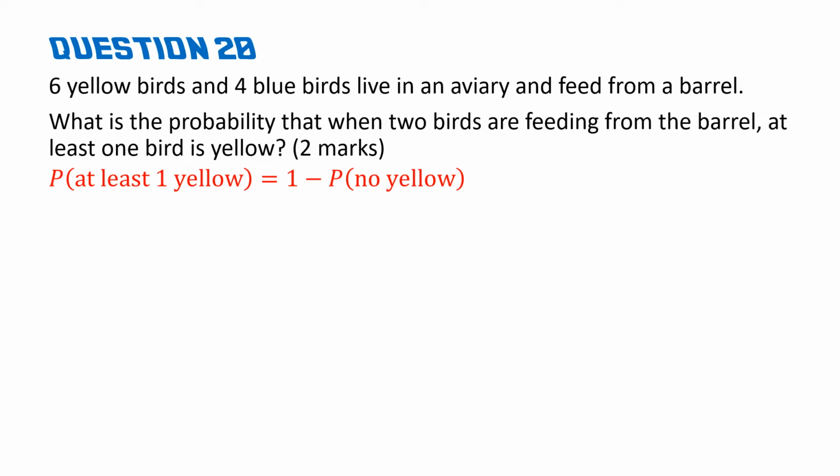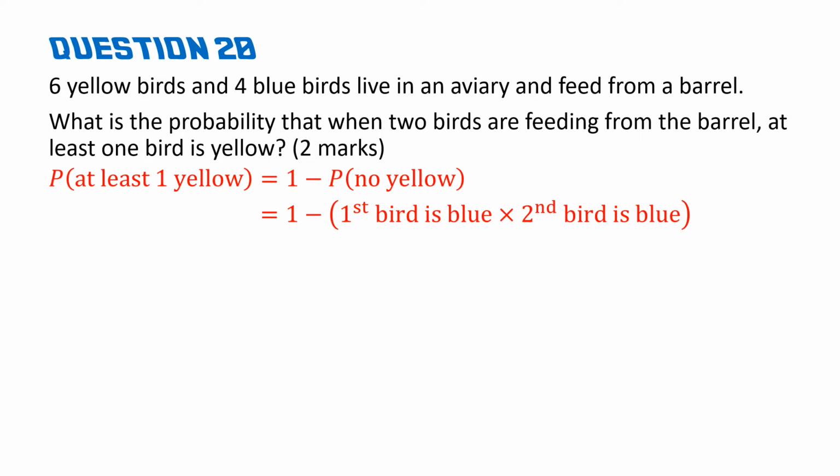Well, we've only got 2 birds feeding from the barrel, so that probability of no yellow means that the first bird is blue and the second bird is also blue. We need to work out those individual probabilities, and then we're going to multiply them together. So what's the probability that our first bird is blue? Well, we've got 4 blue birds out of a total of 10 birds. So the probability that the first bird is blue will be 4 out of 10.